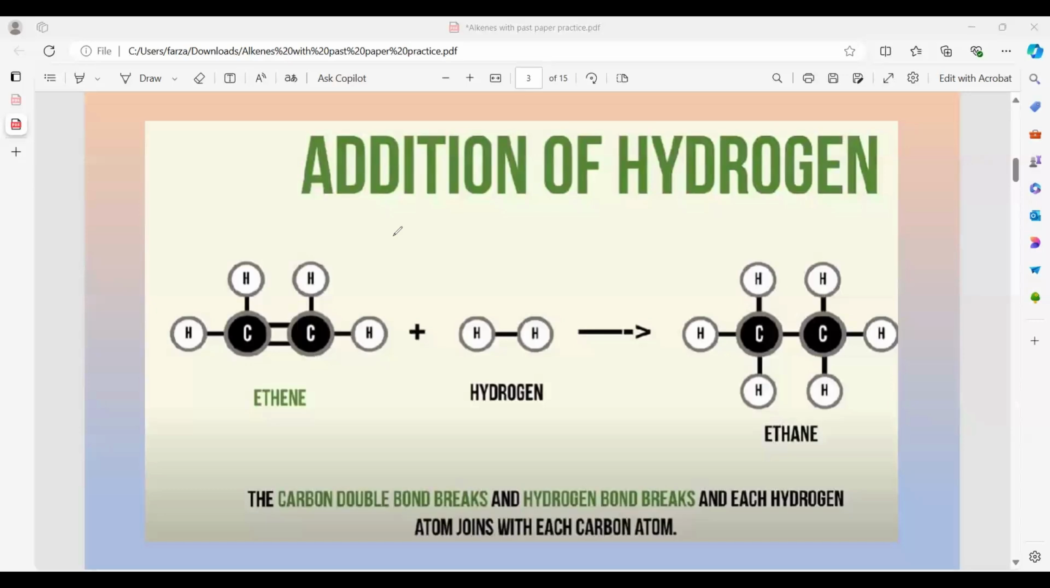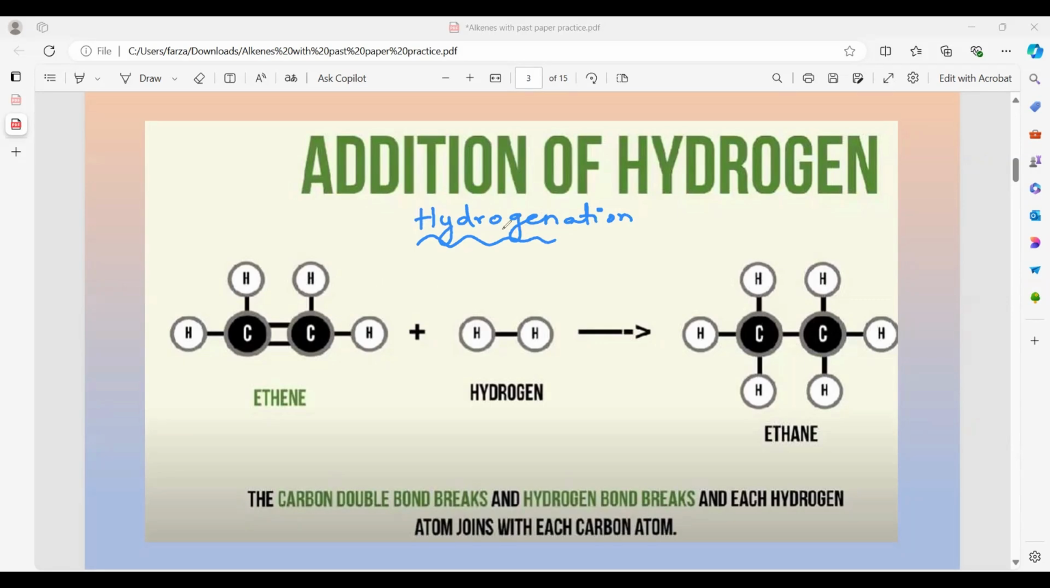So first, let's look at addition of hydrogen. Now here, this reaction is also called hydrogenation. Now look at the name. The name hydrogen is here. So from this, you can get a clue that this reaction is also called hydrogenation.